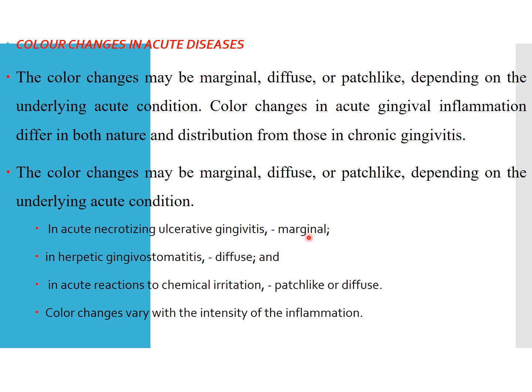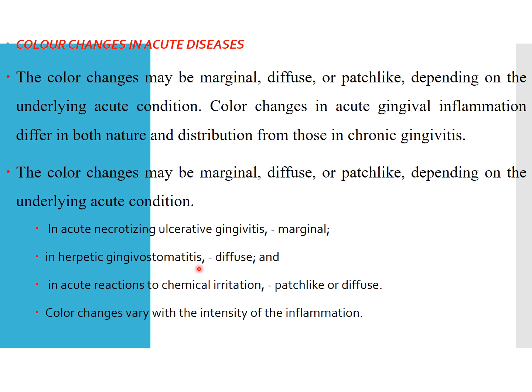Color changes can be seen in acute diseases also. The color changes can be marginal, diffuse, or patch-like depending on the acute condition. So color changes in acute gingival inflammation differ both in nature and distribution. As we said, it can be marginal, diffuse, or patch-like. Mostly it will be a whitish gray color in acute diseases. In acute necrotizing ulcerative gingivitis it will be marginal.